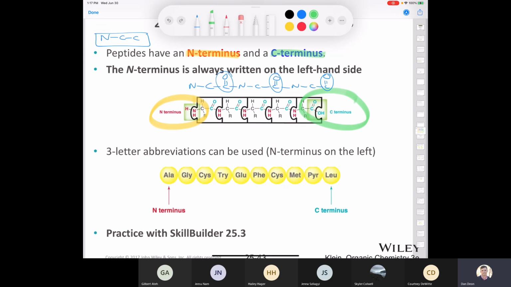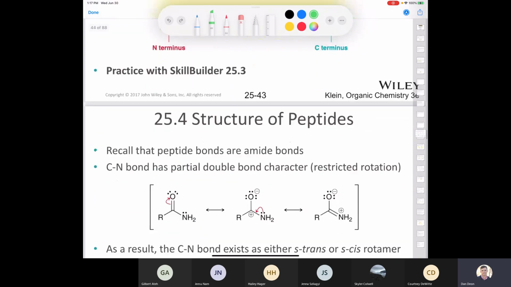But again, the convention is, and I'm repeating myself here, but I want to make sure you understand this, that we always have the N terminus on the left-hand side, and we always end with a C terminus on the right-hand side, and they always follow this order: N, C, carbonyl; N, C, carbonyl; N, C, carbonyl. And again, we're going to get some practice in writing out some peptides today.